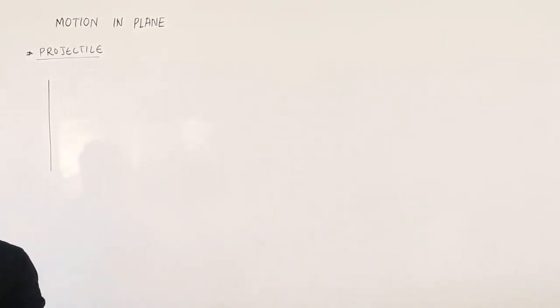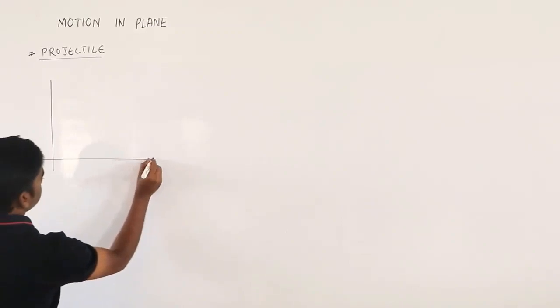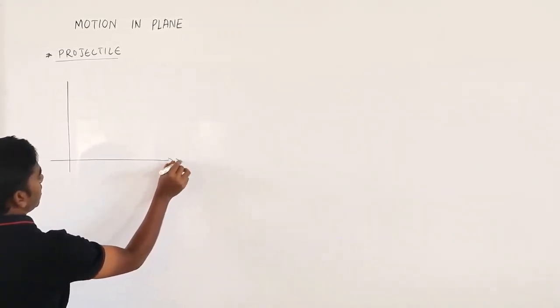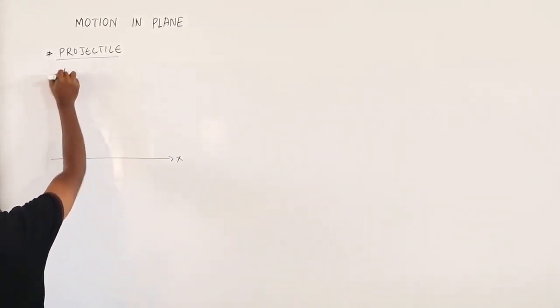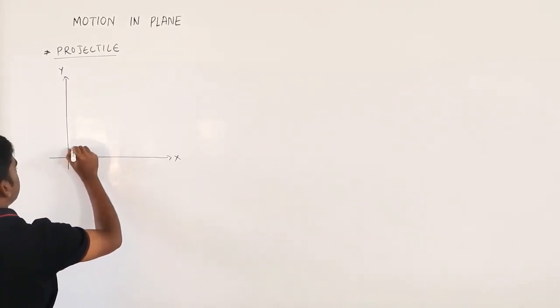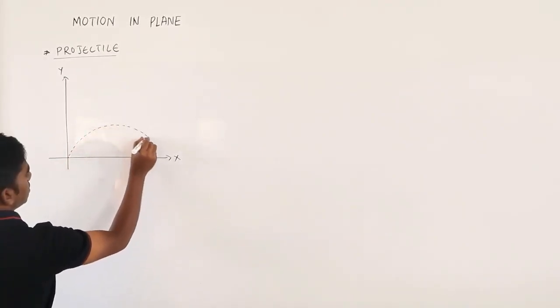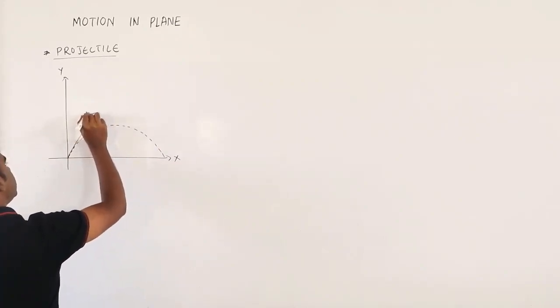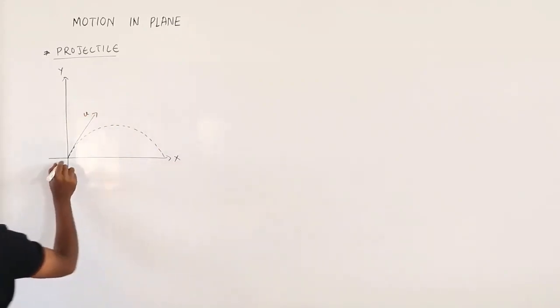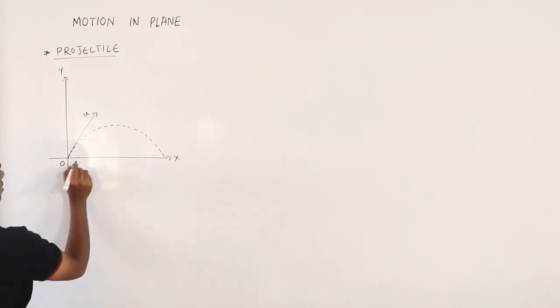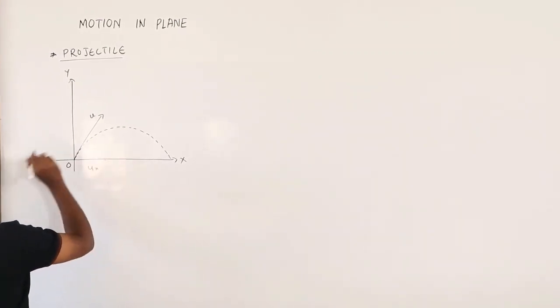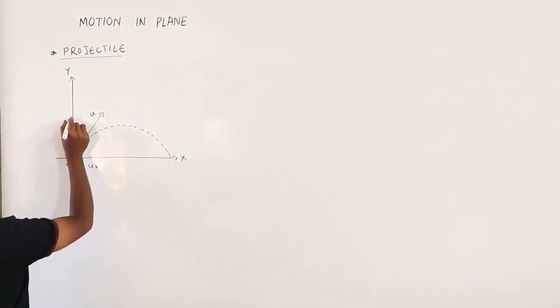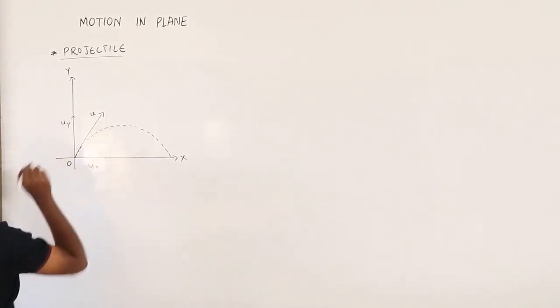If I take x and y axes over here, so this is x and this is y. So this is going to be a projectile. This is its initial velocity, say u, and this is the origin. So here the x component will become ux, and the y component will become uy.